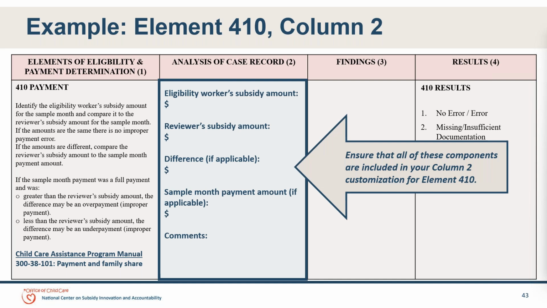In column 2 of 410, we're really looking for a few specific things here, more so than in the previous elements where there's a lot more flexibility in customizations. We need to see a place to record the eligibility worker subsidy amount and the reviewer subsidy amount. And there should be a place to record the difference between the two, as well as a place to record the sample month payment amount if there is a difference between the two subsidy amounts. And a comments box is always good to include too. Some lead agencies do like to add other things here, and that's perfectly fine. This is kind of the minimum of what we want to see.